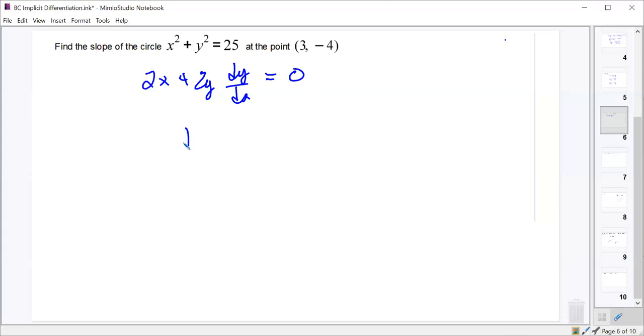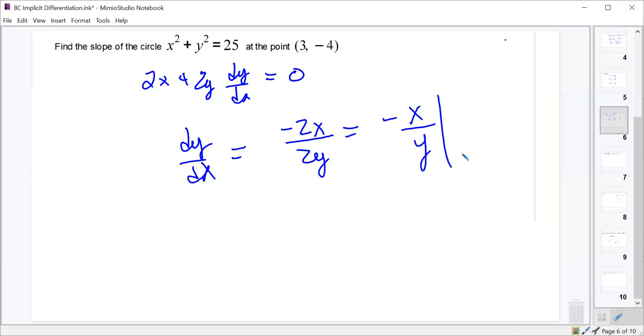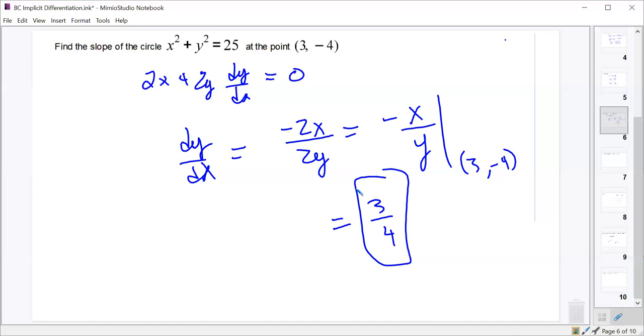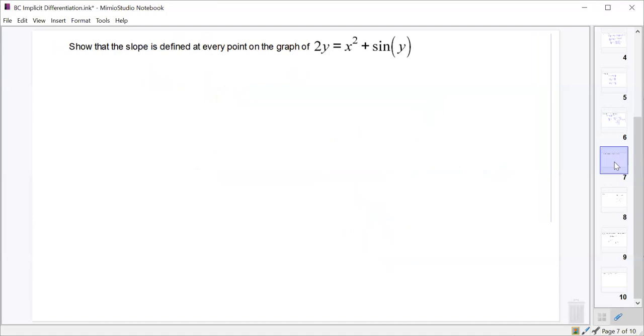So we just end up with dy dx equals -2x over 2y, or just -x over y. Evaluate that at the point 3, -4, and you end up with -3 over -4, which is, as many of you said in the chat, 3/4. Excellent. Easy enough. All right.